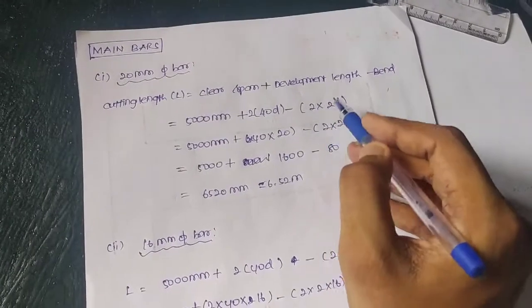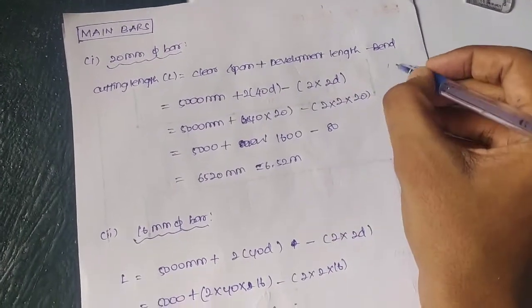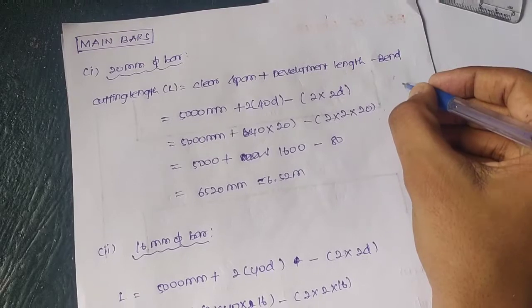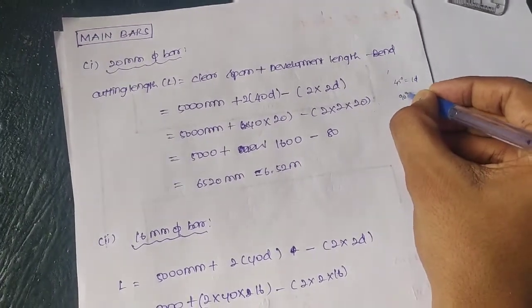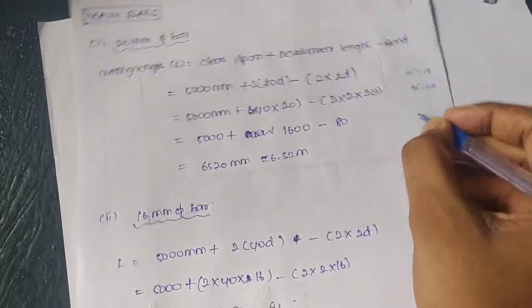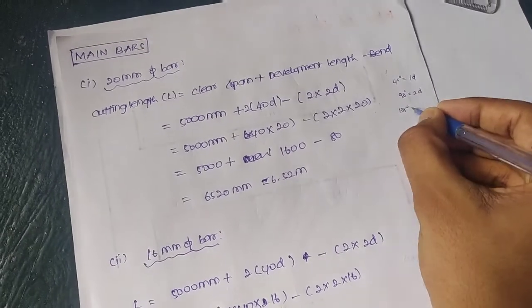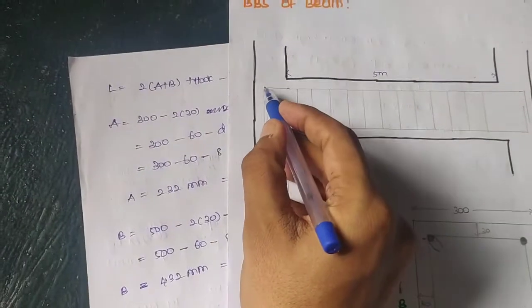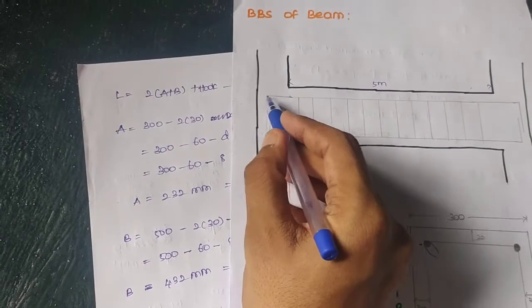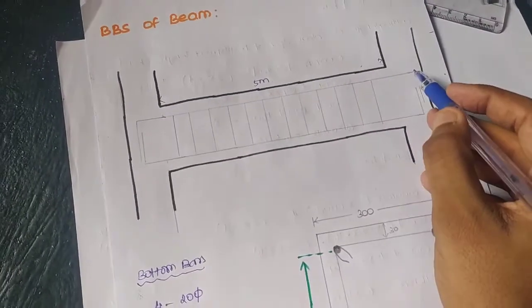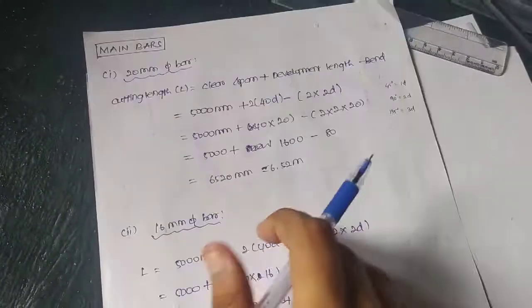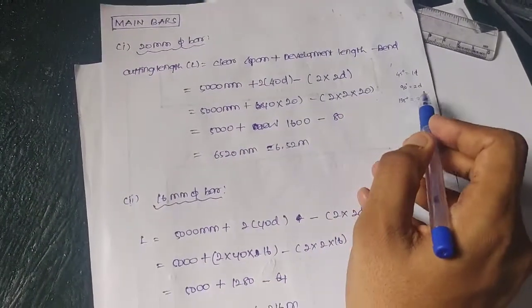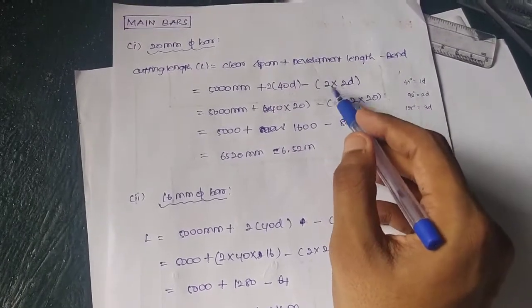So 2 numbers of bend of 2D. 2D is nothing but, if there is a 45 degree bend, it is 1D. If there is a 90 degree bend, it is 2D. If there is a 135 degree bend, then it is 3D. We can see this is 90 degree, right? This is exactly 90 degree, and here also it is 90 degree. So 2 numbers of 90 degree bend. 2 numbers of 90 degree is 2D, so we have 2 into 2D.